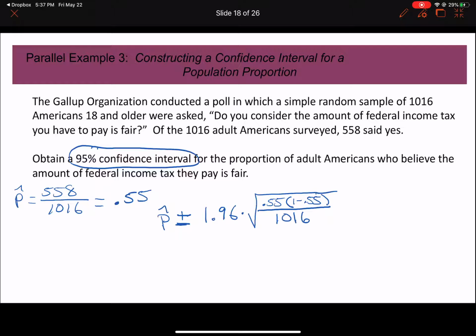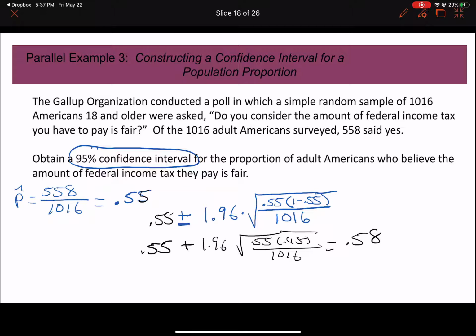So this right here, my p-hat was 0.55. So 0.55 plus all of this, 1.96 square root of 0.55 times 0.45 over 1016, I got 0.58. So all of this equals 0.03.